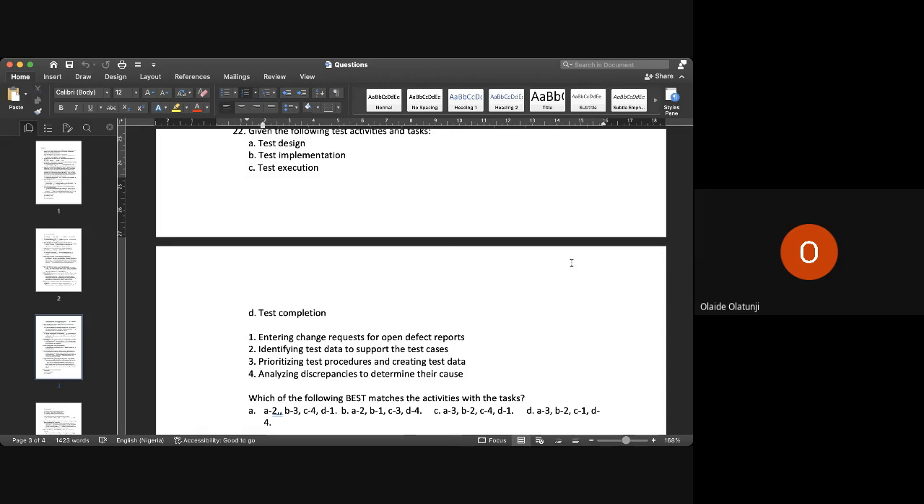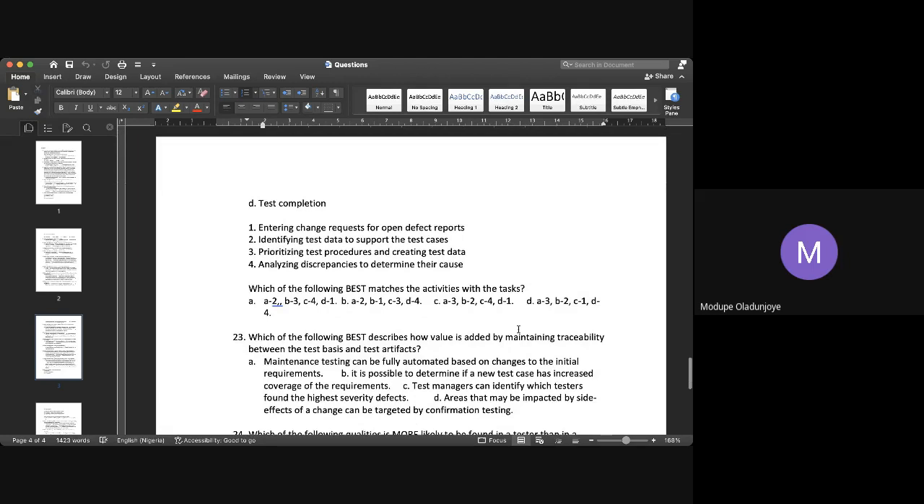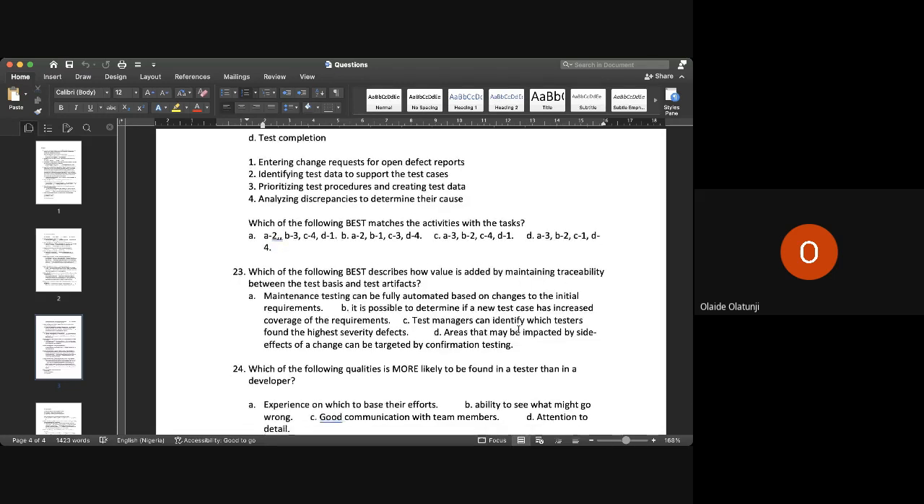Do we proceed? Yeah. So when you're not sure of the options, right, just do process of elimination. Pick the ones that you know. Especially with this kind of questions, pick the ones that you know, right, and use it to eliminate the ones that you don't know, they're not sure of. The next one is, which of the following best describes how value is added by maintaining traceability between the test basis and test artifacts?